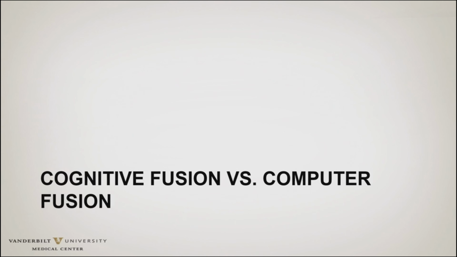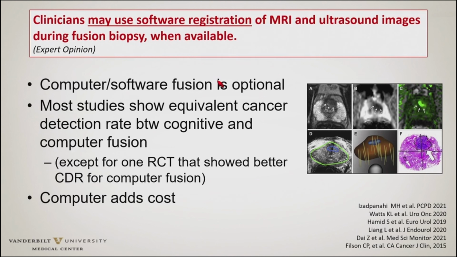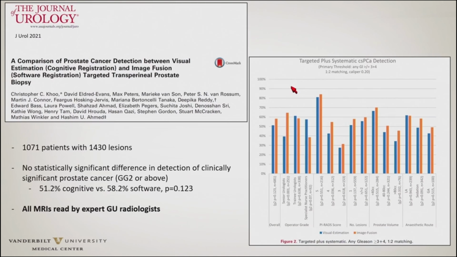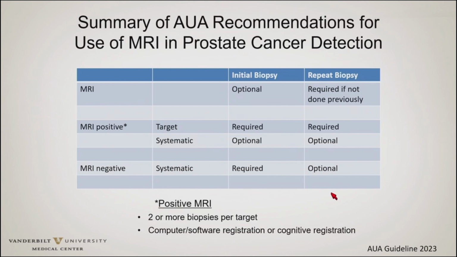What about the difference between cognitive and computer fusion? The guideline reads that clinicians may use software registration of MRI and ultrasound images during fusion biopsy when available. In other words, we have not found much difference between cognitive fusion and computer fusion, and the computer fusion machines are very expensive. We can use them if they're available, but we need not if they're not. And this is one such study demonstrating no difference between computer fusion, which is in orange, and cognitive fusion, which is in blue. So, summary of the AUA guideline recommendations.